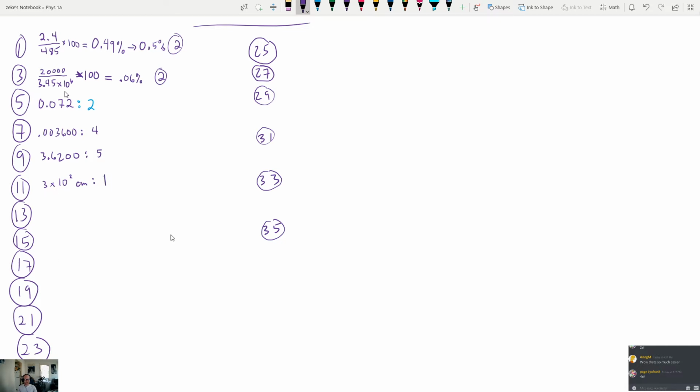Okay, so does anyone have any questions about any of these? Yeah, if the percent rule does apply to the first number, then wouldn't number 2 be just 1%?